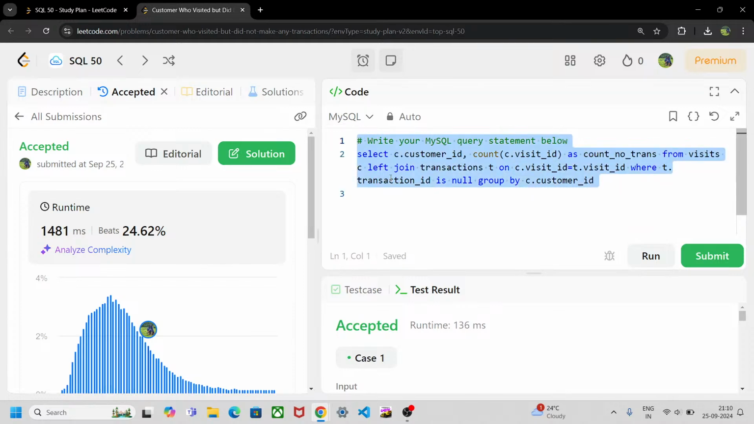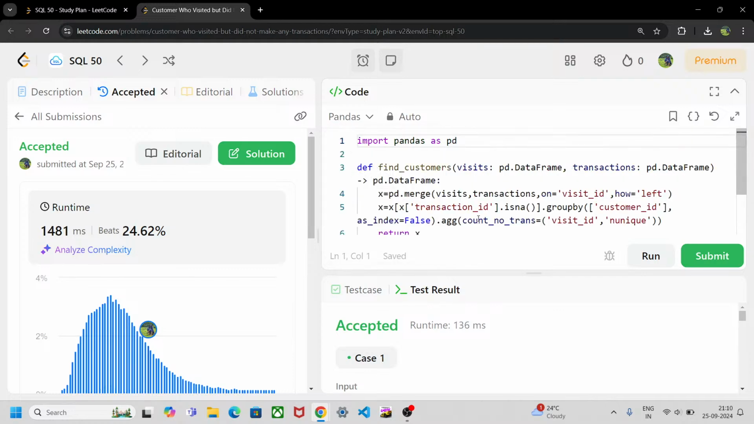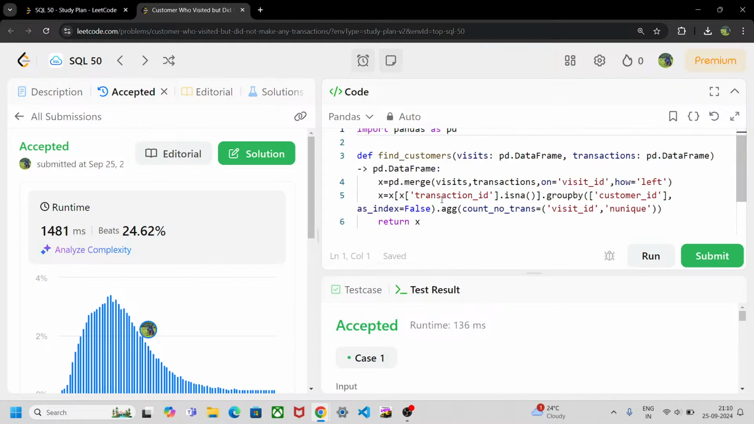Okay, now let's go to Pandas. In case of Pandas, what we do here is we first merge the two data frames, visits and transactions, on visit ID, and we are merging it by left. Same scenario. First we are joining it on visit ID using left join, and wherever the transaction ID is NA, we are grouping it by customer ID.